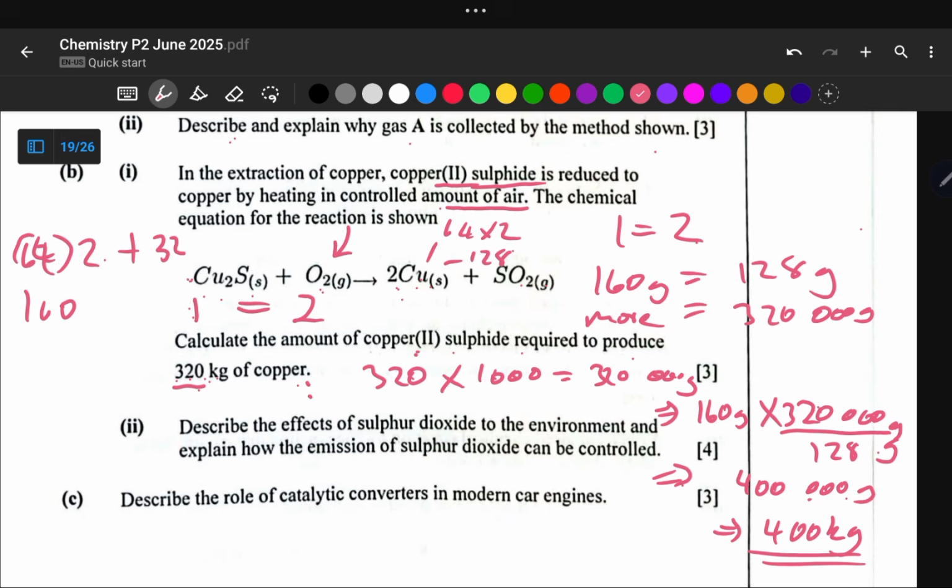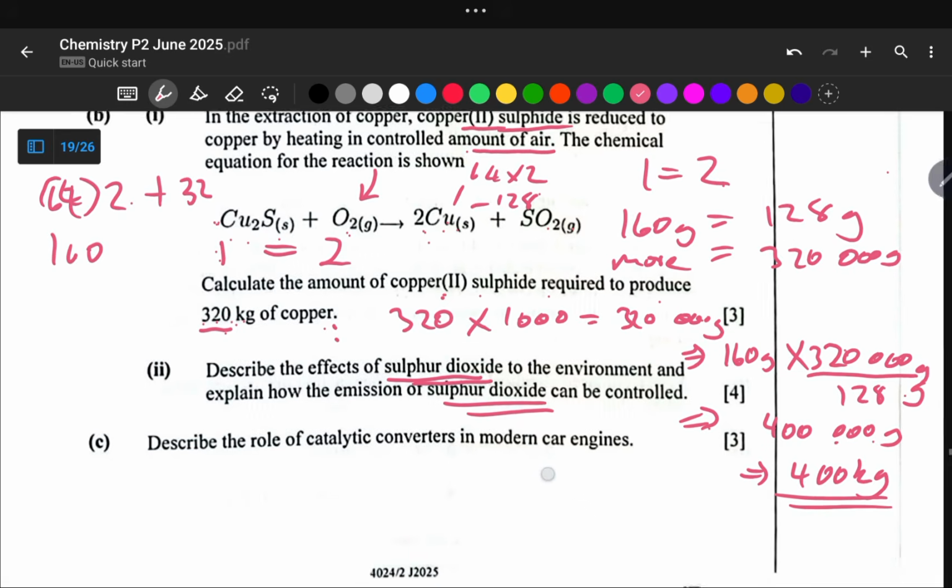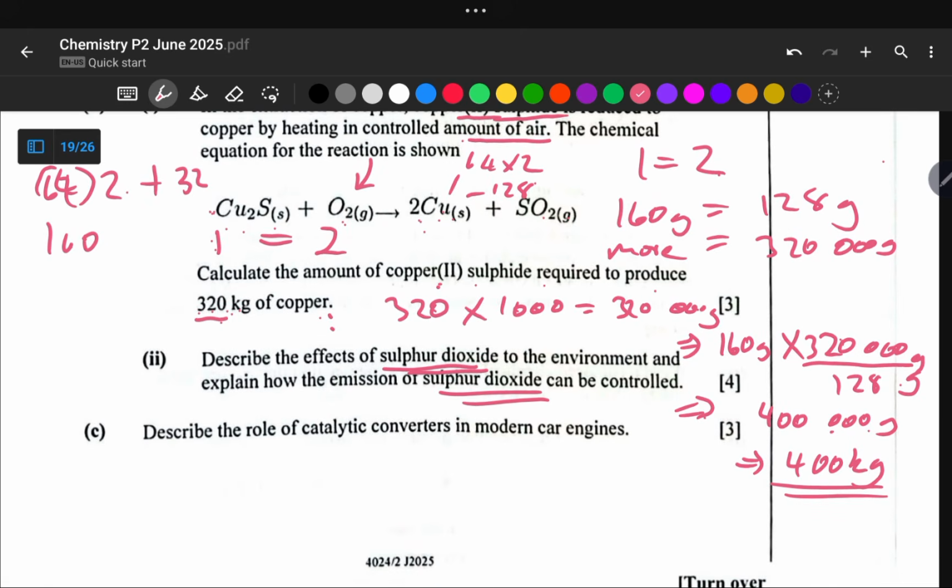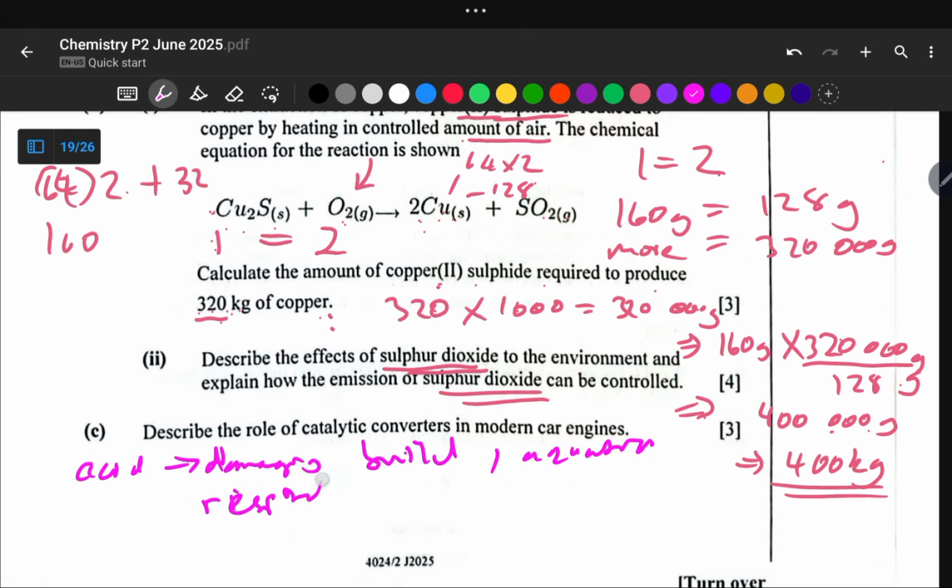And then the next question says, describe the effect of sulfur dioxide on the environment and explain how the emission of sulfur dioxide can be controlled. So we are simply going to explain the effect of sulfur dioxide like what we did in the previous question. It causes acid rain, which can damage buildings by eroding them, and the aquatic environment, and also the forest, and can also affect the respiratory system through the inhalation of sulfur dioxide.